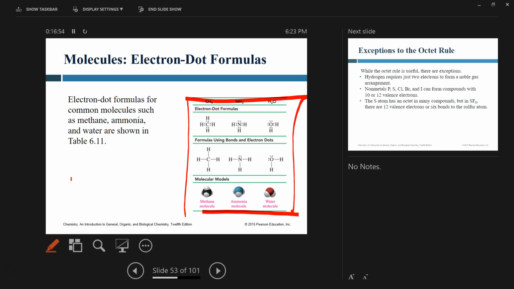Let's talk about water. So oxygen. How many electrons on the outer shell? 6. Okay, 1, 2, 3, 4, 5, and 6. Okay?